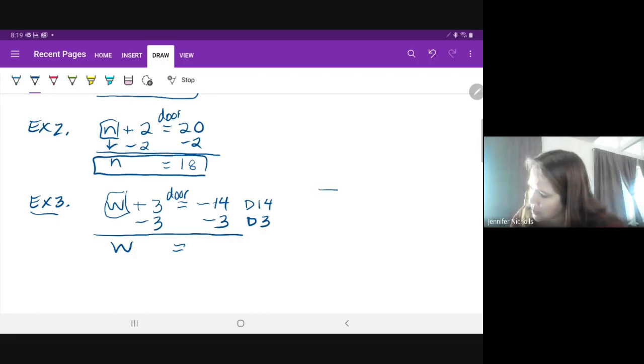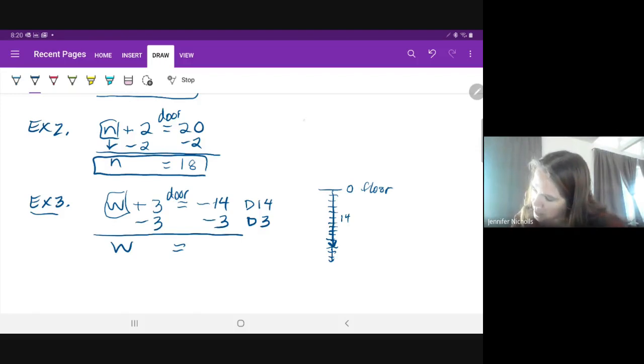Say I'm here and I'm walking, like here's 0, here's the floor. And I'm going down 14 stairs, and then I go down 3 stairs from there. What do you think? Yeah, basically you add it. Yeah, and then you add them.